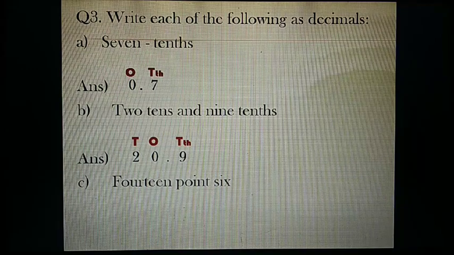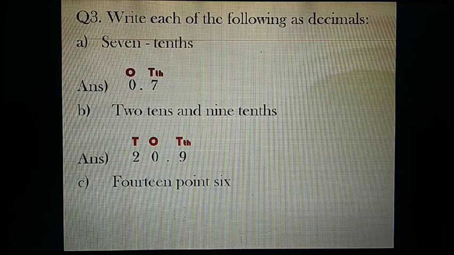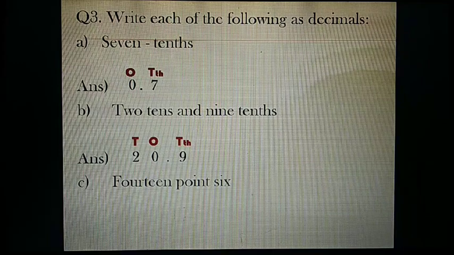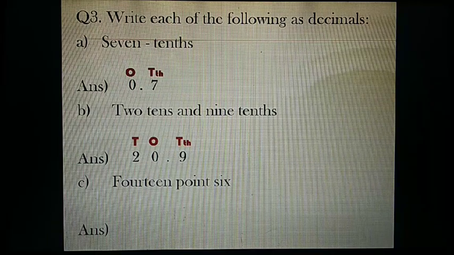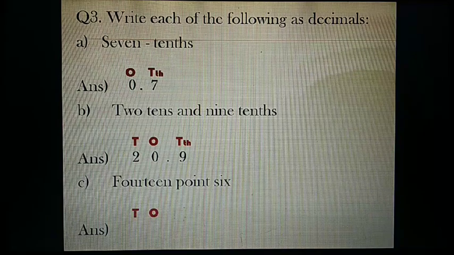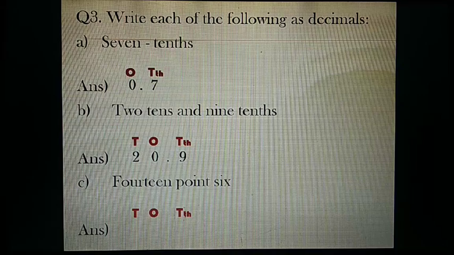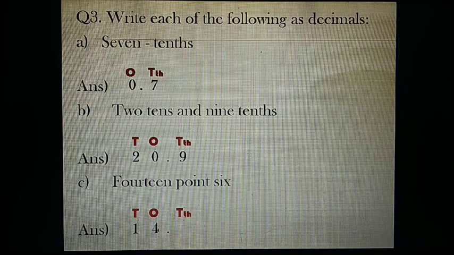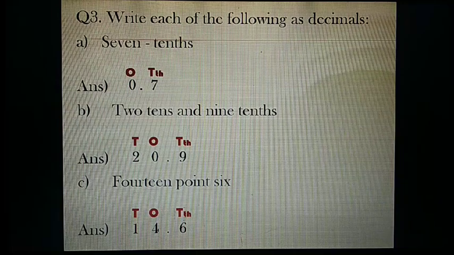Next is 14.6. 14 means highest place is tens. 0.6 means highest place is 10th in the decimal part. So we will use the place value chart as ones, tens, 10th. Now 14. 14 means 1 in tens place, 4 in ones place. Next is 6. 6 will come in 10th place.